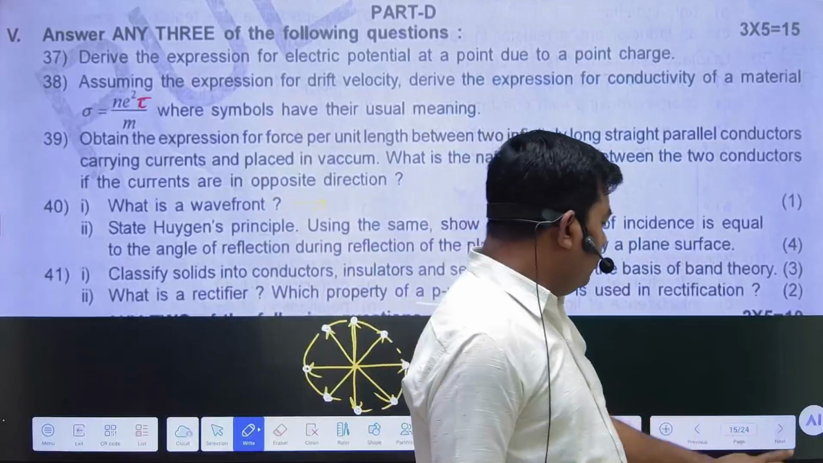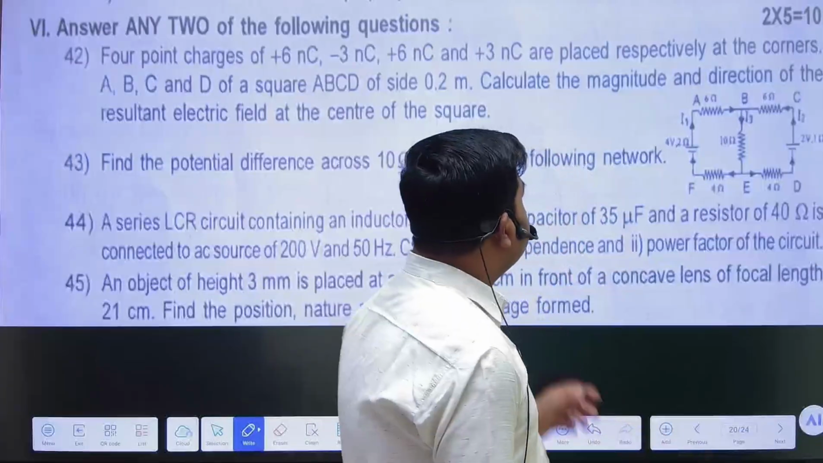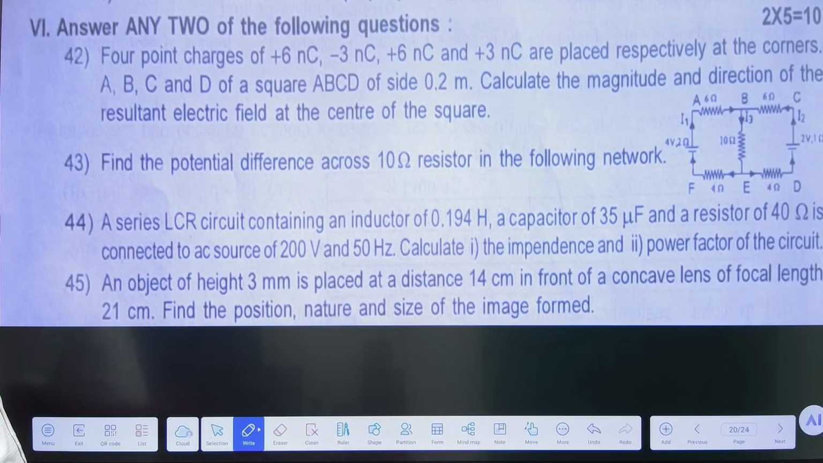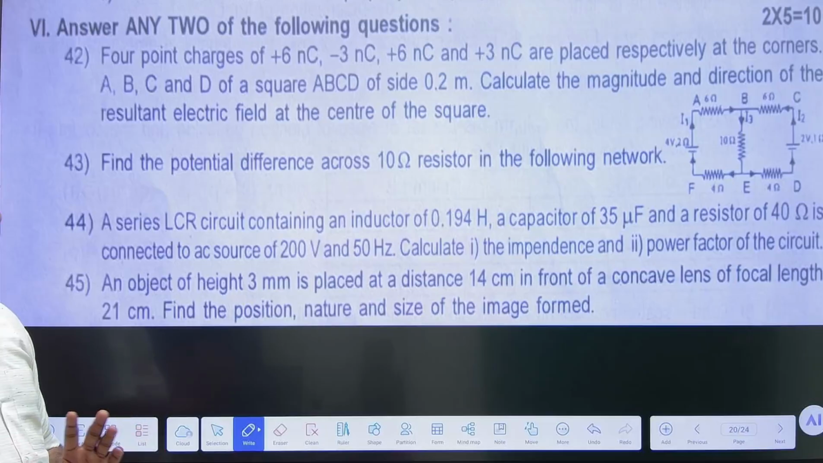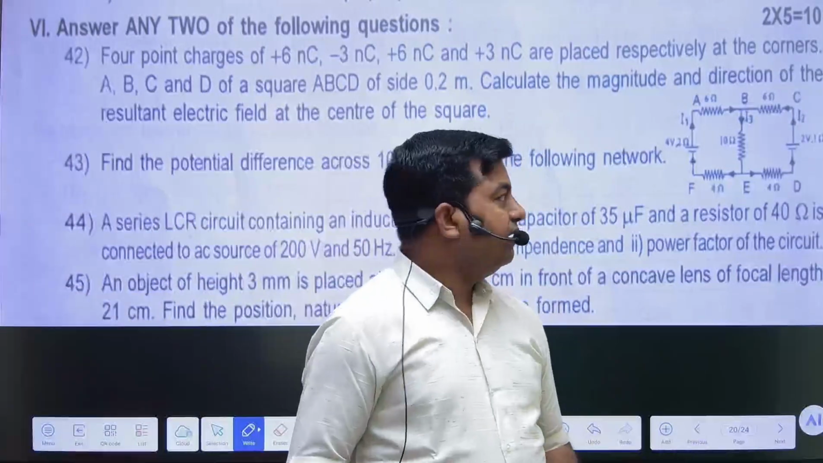Now we have to move to the last section, called section E. This is section E. In this section, you have to do any two of the following questions, but here we will solve all the questions for you. 2 into 5, 10 marks.